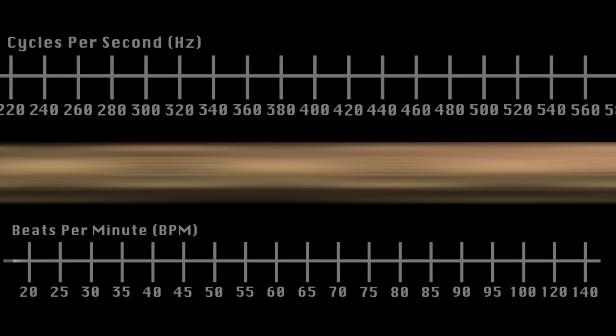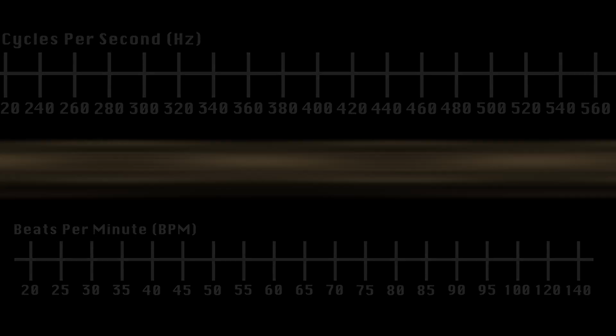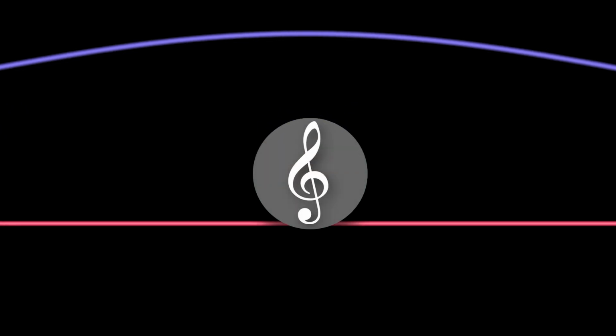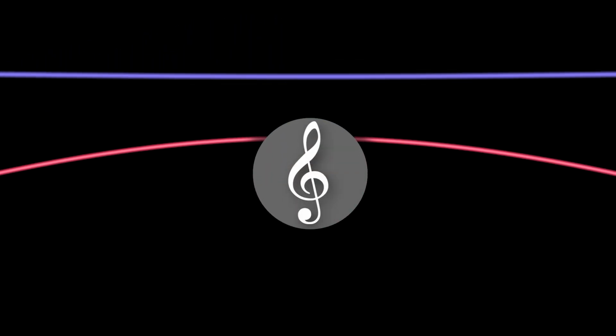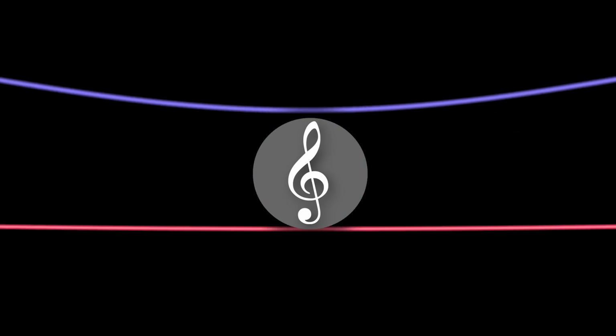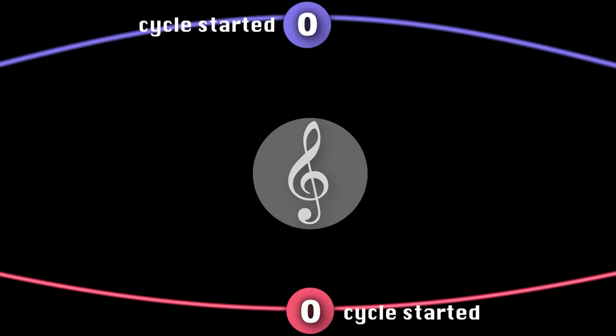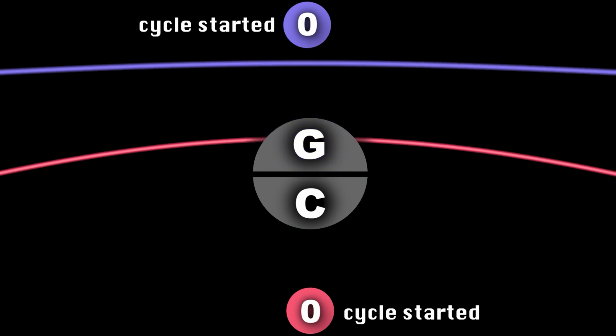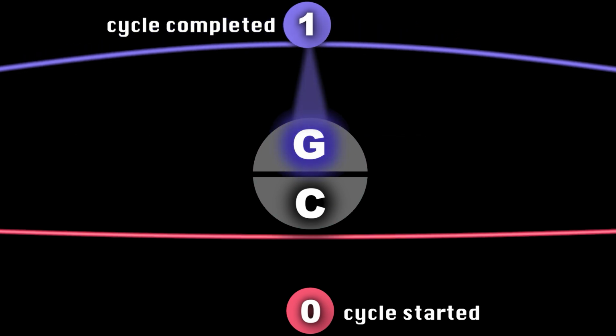Now, let's slow time down so we can see it at work. We'll take two different note pitches and represent them as waves, undulating arcs. Each undulation from one extreme to the other and back to its starting position is one cycle. We'll call the lower note C and the higher note G. These two notes form an interval of a perfect fifth.